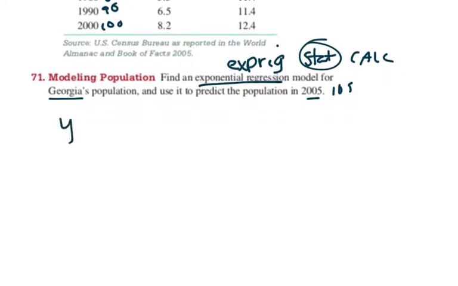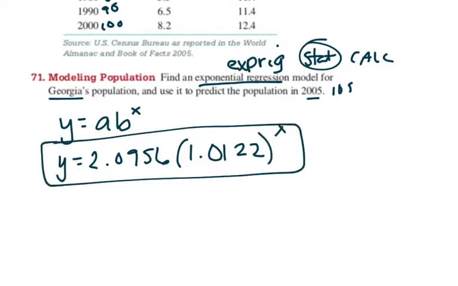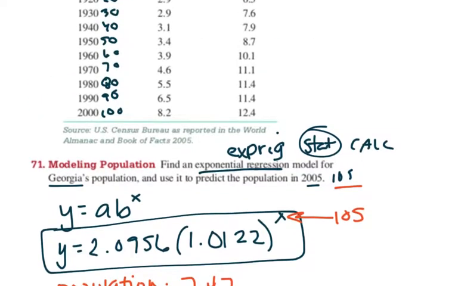So our equation is going to be in the format of ab to the x, and our a value is 2.0956, and your b value is going to be 1.0122. There. Then we want to use it to predict the population in year 105 or 2005. So we're just going to put a 105 there, which means that we'll take 1.0122. I'm actually going to do the exact decimal to the 105, well, the decimal that they give you, and then times 2.0956, and we get a population of 7.47, and I believe we're in the millions.